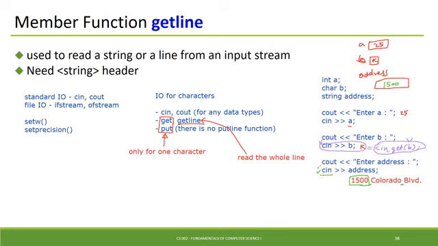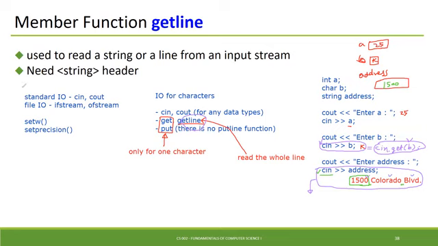And you know that this does not work correctly. It means that I want to save all 3 words, 1500, Colorado, and Boulevard together. However, cin takes only one word. So you should do this using getline.